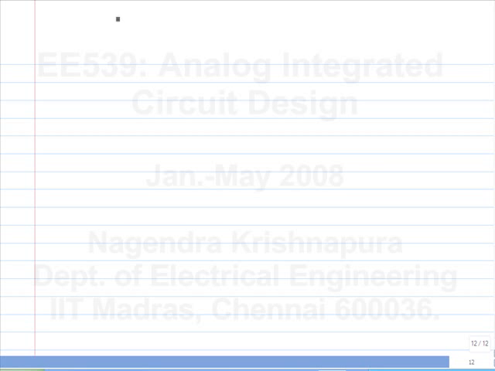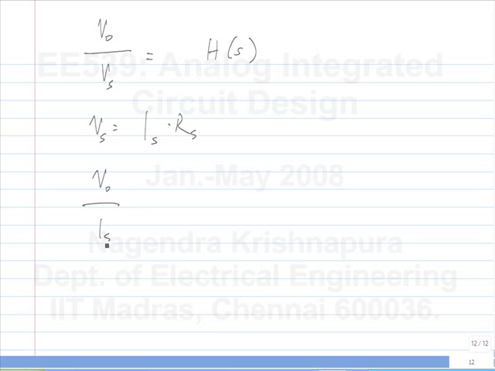So you had V naught by Vs equals some transfer function, and Vs is nothing but, if I transform it into a current source, it will be Is times Rs. So V naught by Is will be Rs times H of S, but then I want to drive it with an ideal current source, so that means that I have to take the limit of Rs going to infinity. So that's all that's there to it.